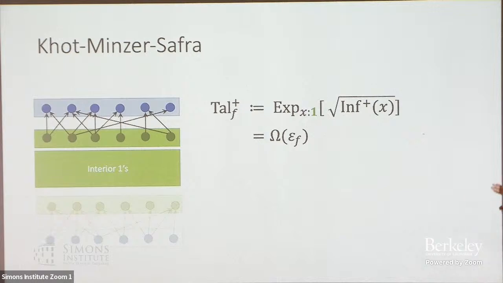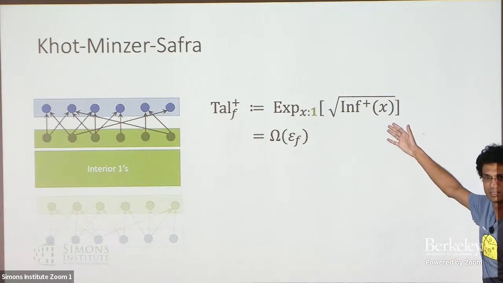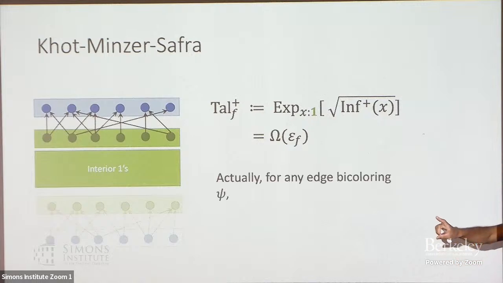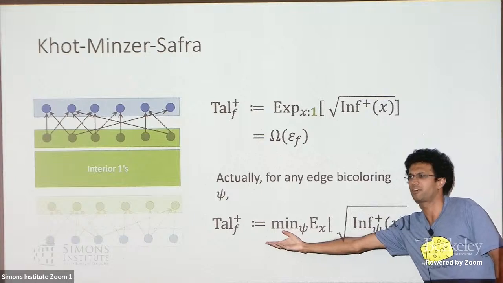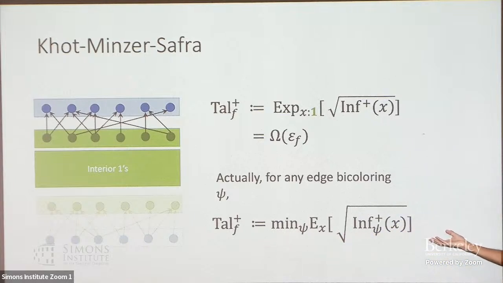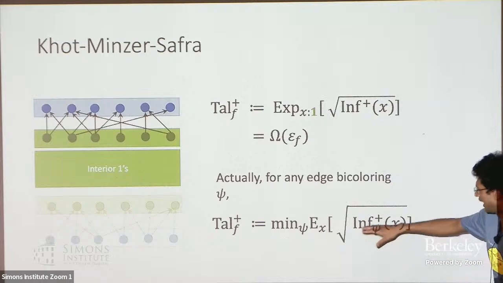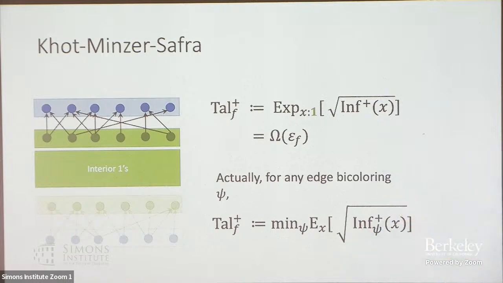But before I unpack this, I'm going to make things even more complicated. Because if you read Khot, Minzer and Safra, they prove this, but then they say, actually, no, we prove something even stronger. This is their statement. They say for any edge bicoloring, they define this crazy objective here. Again, you don't need to understand this because I'll explain it in the next slide. But what they're saying is the min over all edge colorings of the expectation over x of the square root. And you're like, what on earth is this?